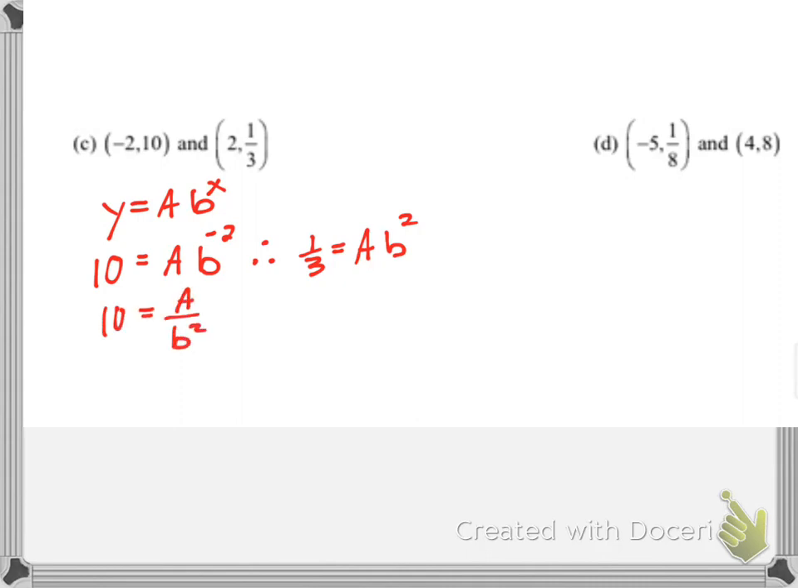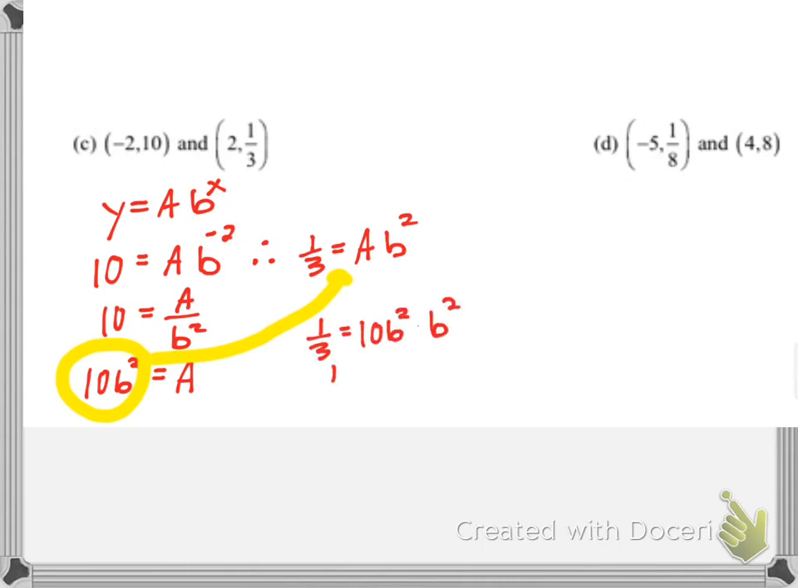Remember, b to the -2 is also, you can put it in the denominator as b squared on the left-hand side there. So I can multiply both sides by b squared, that denominator, and I've got a by itself. Now I can sub that into the right-hand equation, where a is located, that b squared, 10 times b to the second. So 1/3 equals 10 times b to the second. Goes in for a.